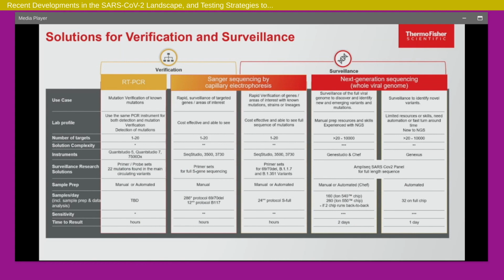These are the instruments, as you can see. And you can see the targets here. I've right now put 1 to 20, but it's grown exponentially since we added more on the menu. You can obviously have these different options, looking at the entire genome here.